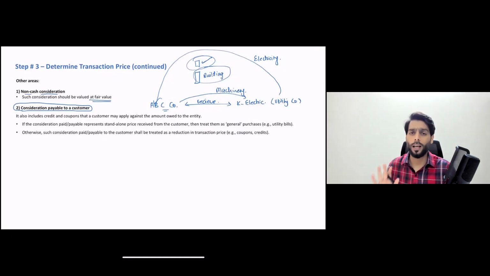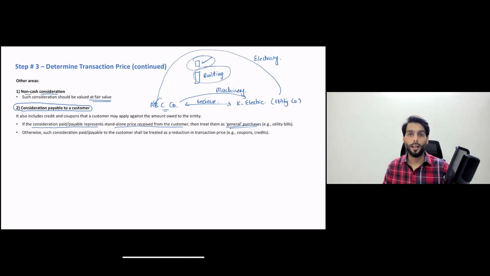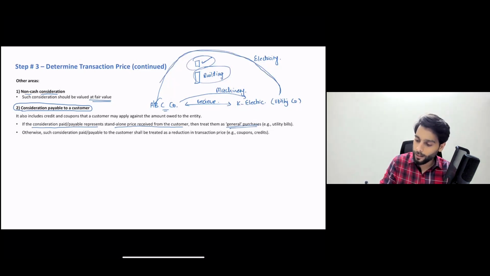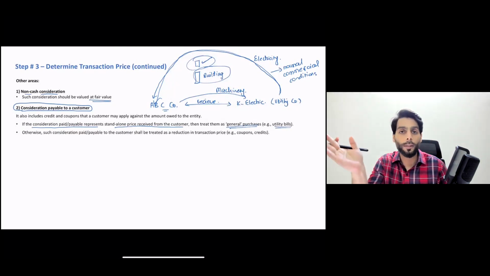IFRS 15 is pretty much clear about these transactions. If the consideration payable represents the standalone price received from the customer, then treat them as general purchases. For example, in my scenario, if you are getting electricity from K Electric on normal commercial conditions, then don't worry. Just treat it as a general purchase like you would be doing in all of the purchases.